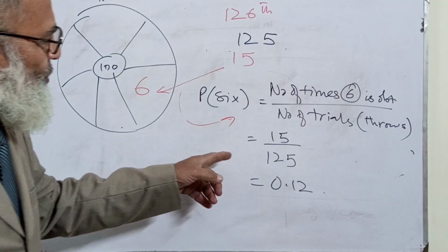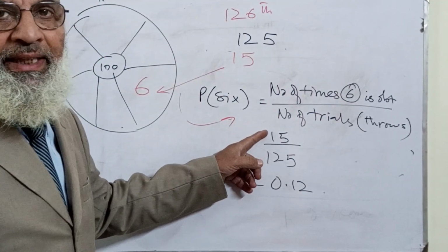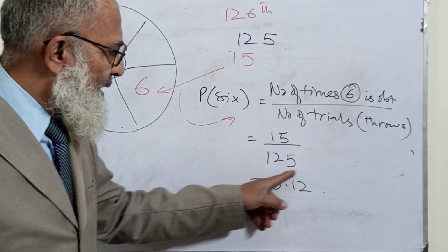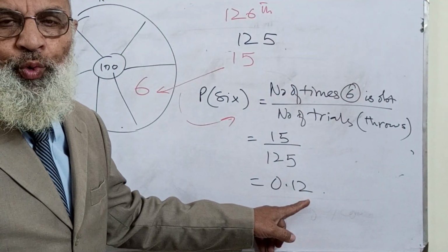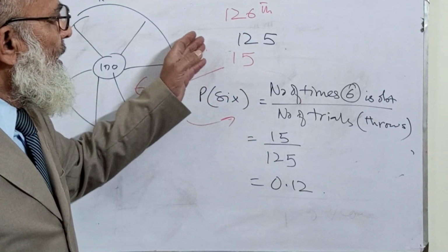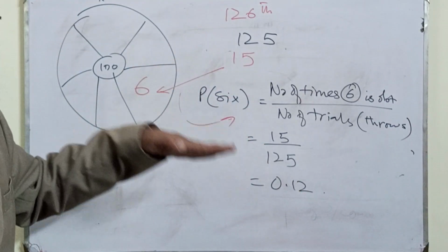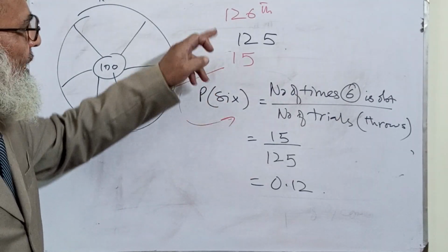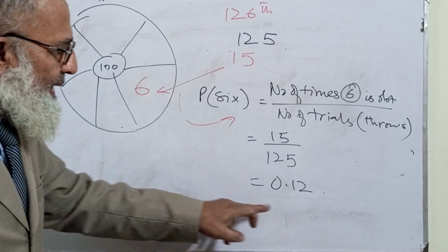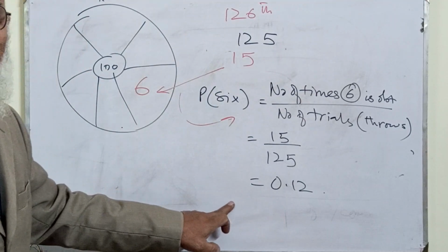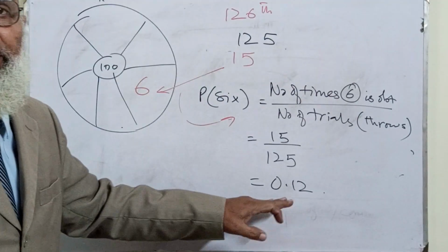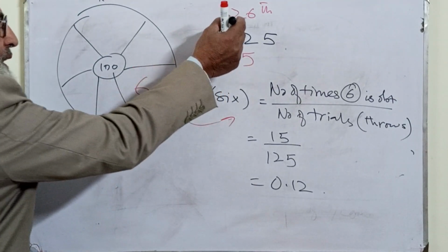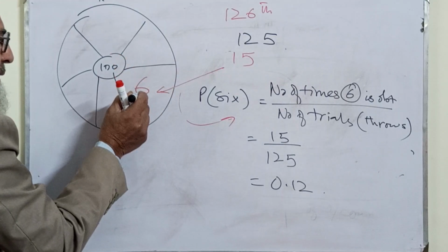Out of 125 throws, he has only hit 15 times, and the probability has come to 12% or 0.12. Okay, then it is obvious that the probability will remain the same for the 126th throw, and there is only a chance that 0.12 is the probability that he will hit the number 6 again on the 126th event.